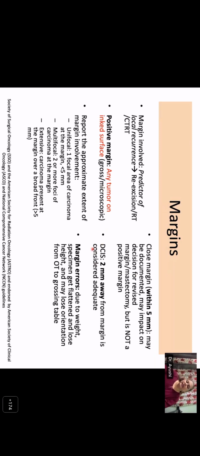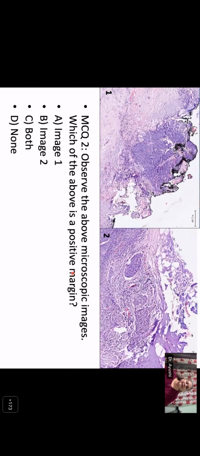However, for DCIS, the margin of adequacy is different. A DCIS 2 mm away from the margin is considered adequate. If it is closer than this, then it is considered a margin involved by DCIS by surgeons. Also, we have to remember that due to the weight of the specimen or flattening of the specimen, it may lose height, so some amount of margin error might creep in. We should try to account for that. So this is my second MCQ.